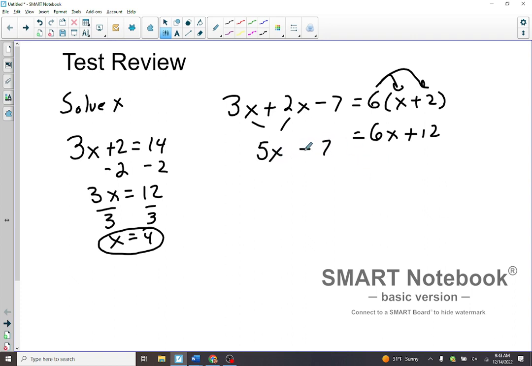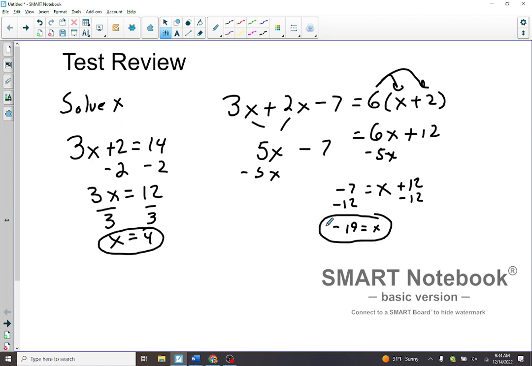I always move the smallest x. So minus 5x. x plus 12 equals, left over here is just negative 7, minus 12. So this is going to be negative 19. So negative 19 equals x. And of course, if you're ever in a situation where you want to check your work, you can always plug them back in.